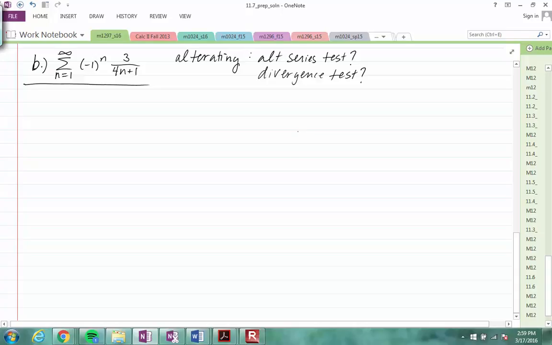So looking at this, you might be thinking the alternating series test applies here. First of all, in terms of the divergence test, looking at the limit as n goes to infinity, what we'd have for the a sub n is 0, so that divergence test doesn't apply here. Anyway, I'm going to commit to spending some real time now on the alternating series test.